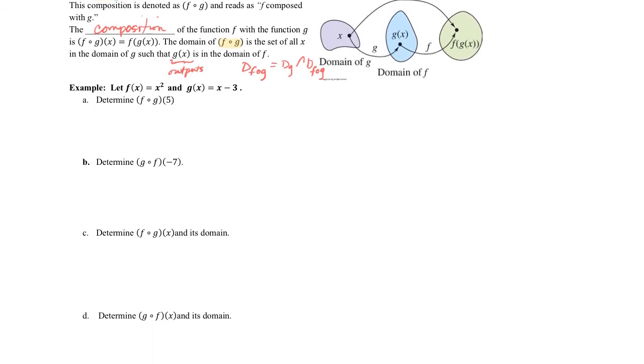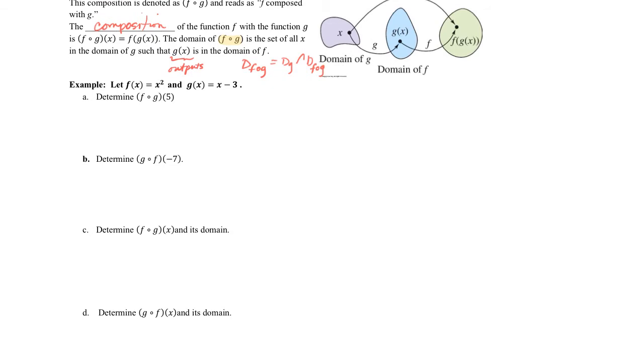All right, so for my first example here, it says, let f of x equal x squared and g of x equal x minus 3. And then we're supposed to determine f composed with g of 5. That's the same as f of g of 5. So the first thing I want to do is find g of 5. I always start from the inside and work my way out. I know that g of x is equal to x minus 3, so g of 5 would equal 5 minus 3, which equals 2.